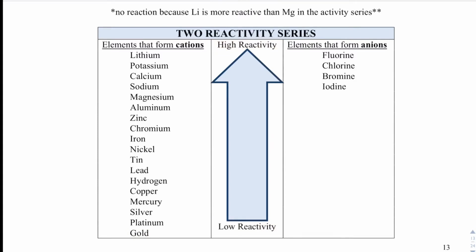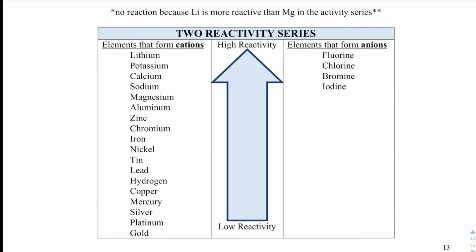If I think about it even further, if I pick a random element here, so for example, magnesium. Magnesium is going to be strong enough or reactive enough to break apart an ionic compound that includes aluminum, zinc, chromium, iron, nickel, tin, lead, so on and so forth on this list. However, if magnesium comes across an ionic compound that contains lithium, potassium, calcium, or sodium, magnesium is not going to be strong enough to break apart that ionic compound. Okay?